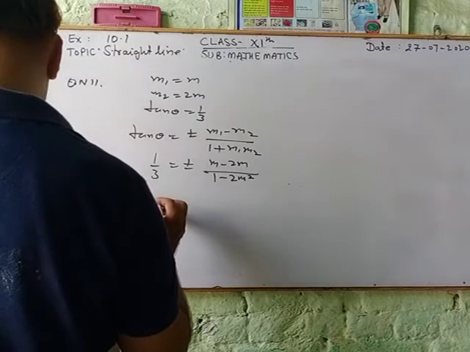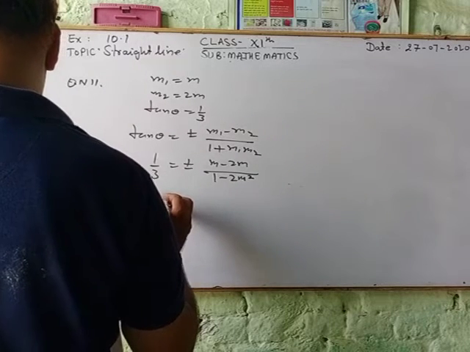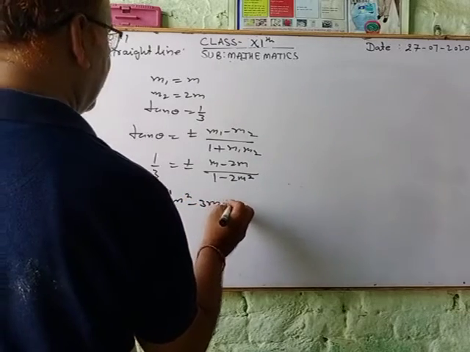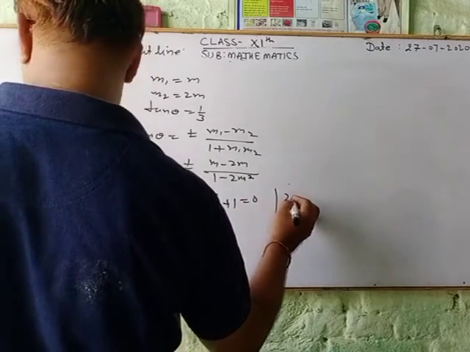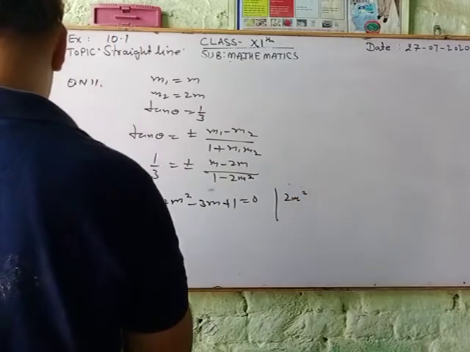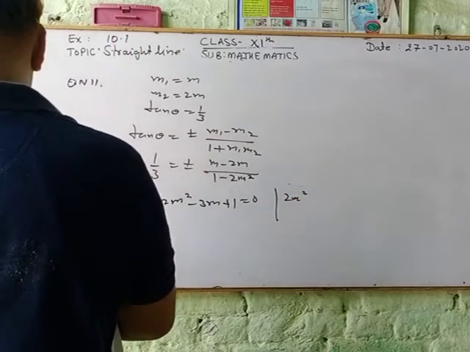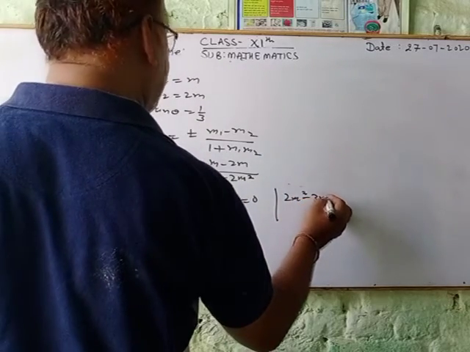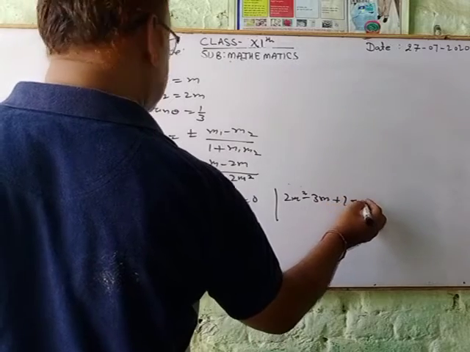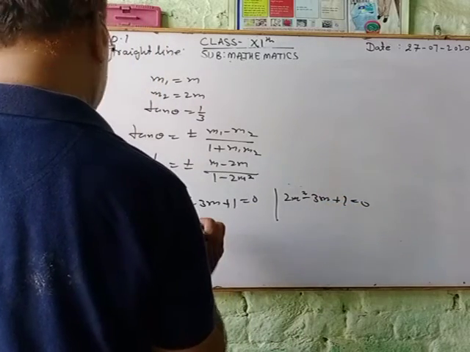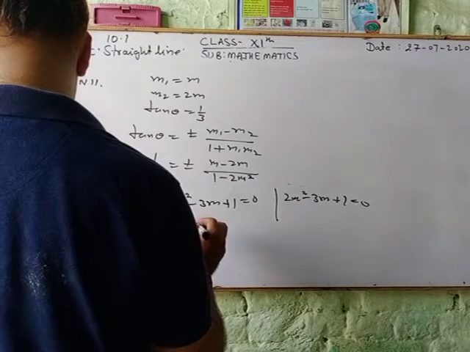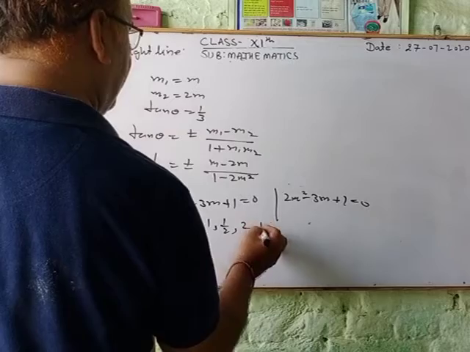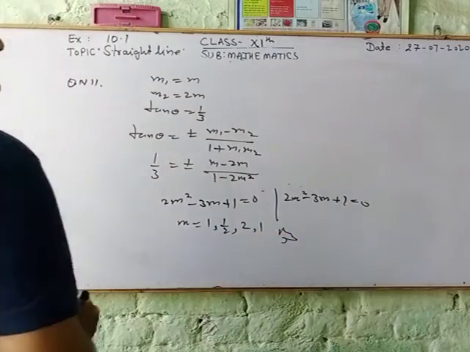So we have 2m square plus 3m plus 1 equals 0, and 2m square minus 3m plus 1 equals 0. So m equals -1, -1 by 2, 1 and 1 by 2. We get the answers.